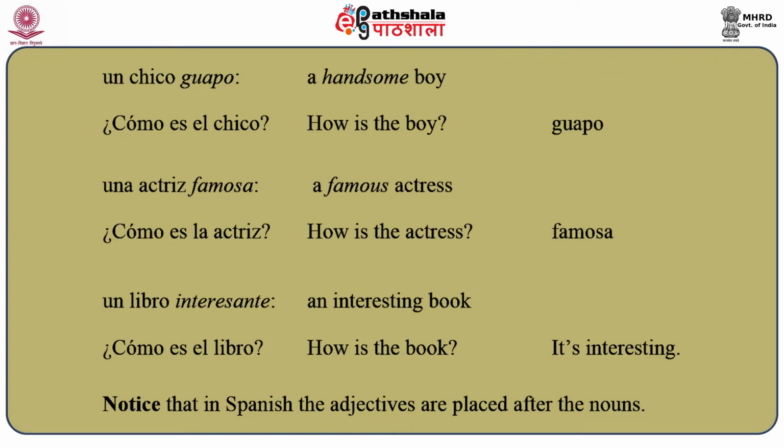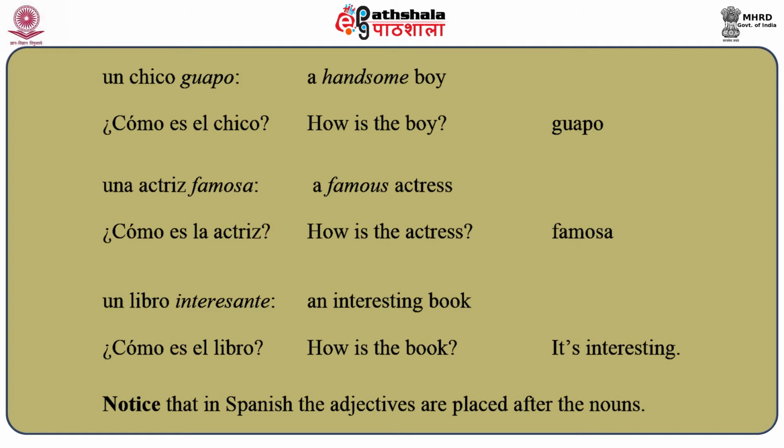So how is the boy? Boy is handsome, guapo. A famous actress, una actriz famosa. So how is the actress? She is famous, so famosa. An interesting book. So here the adjective which is explaining about the book is interesting. So un libro interesante. So how is the book? It's interesting, that is interesante.